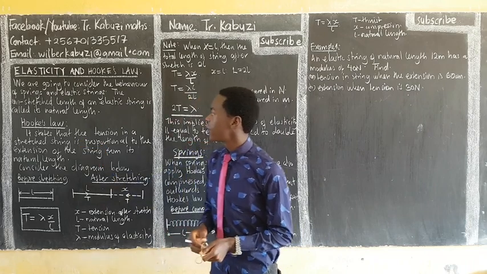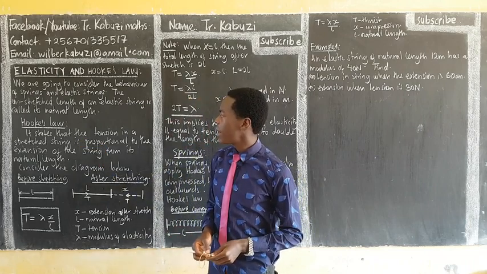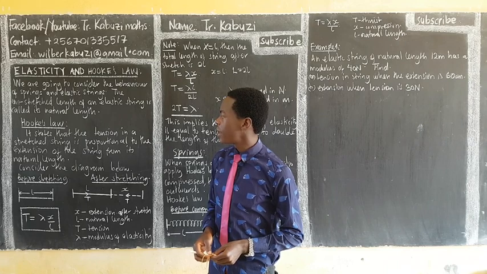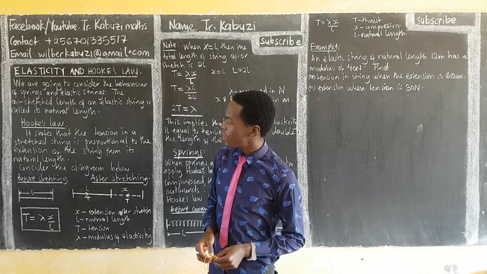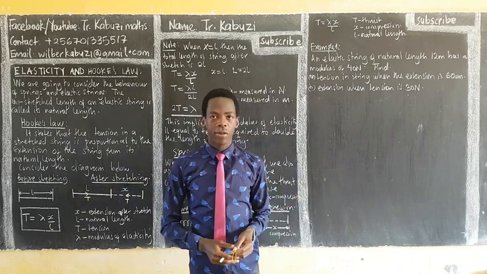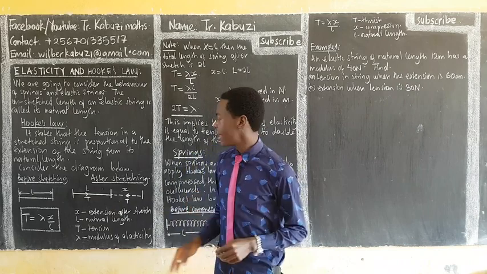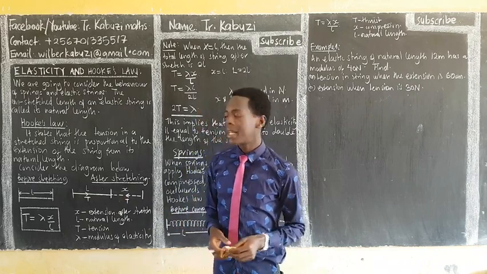Okay, what does this law say? It says that the tension in a stretched string is proportional to the extension of the string from its natural length. We'll start with the diagrams below. Here is before stretching. Before you stretch, we have what we call the natural length. Then after stretching, we have that extension.